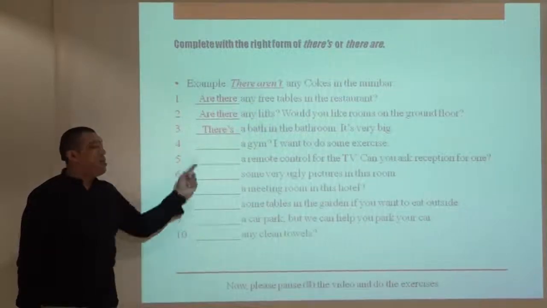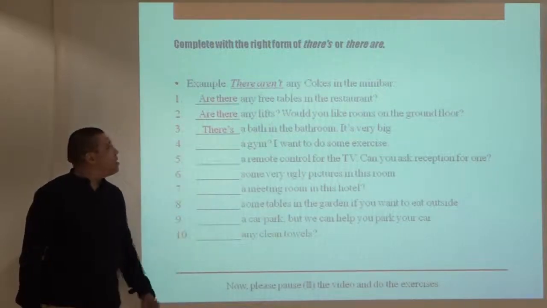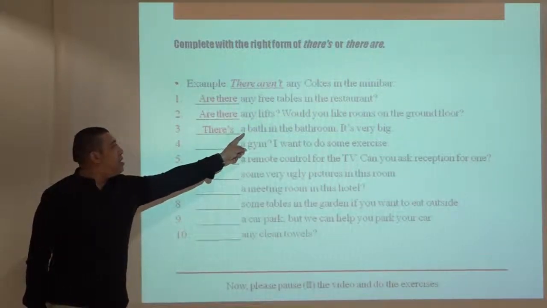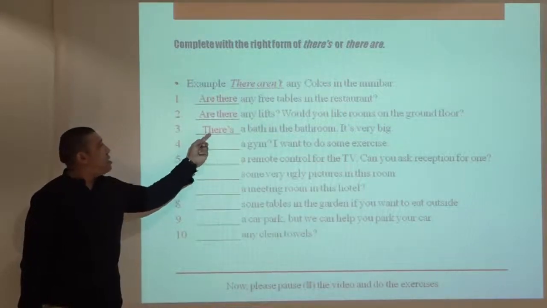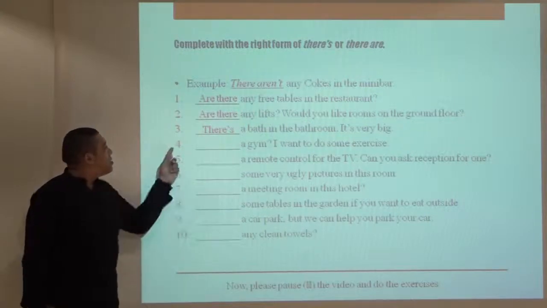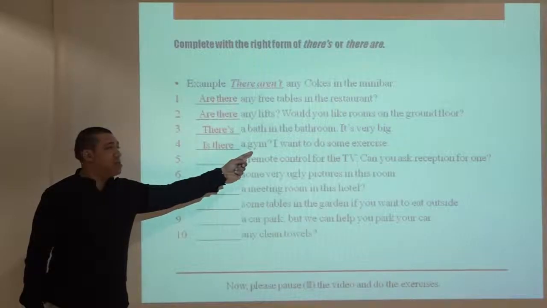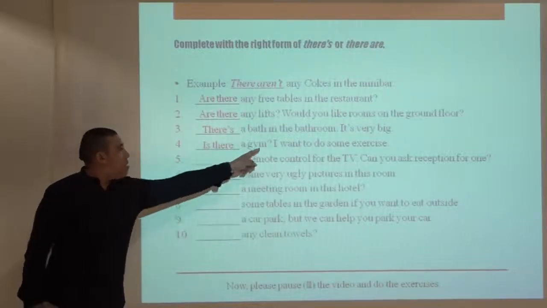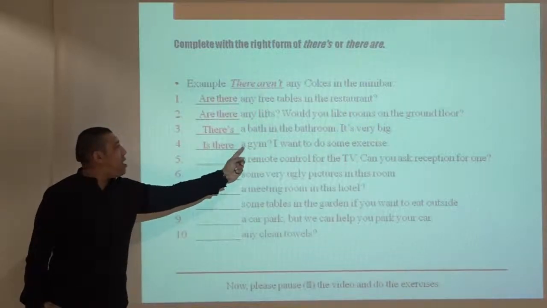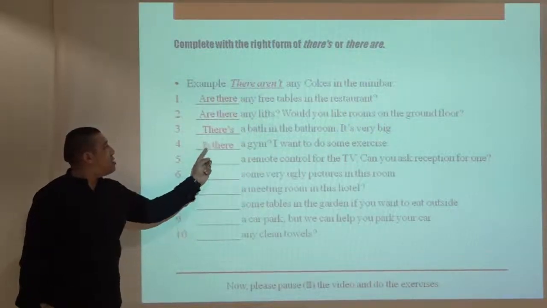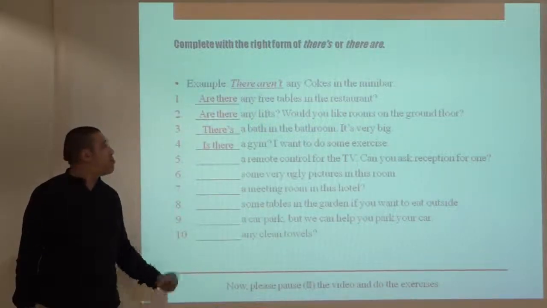Question 3, there's a bath in the bathroom. It's very big. So we have a here, and it's a positive sentence. So we should say there's. Question 4, is there a gym? I want to do some exercise. So it's a question sentence, and we have a here. So the question is, is there a gym? A question in singular form.